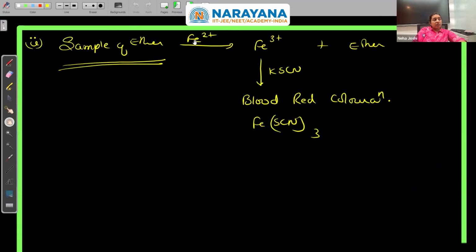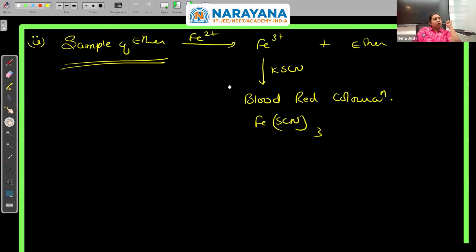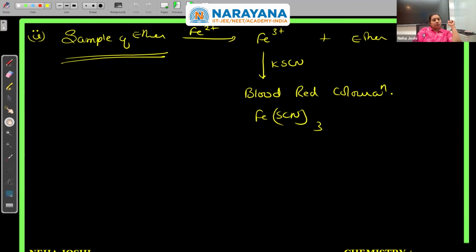Or else we can do this: to the ether sample we add Fe2+. Fe2+ will be oxidized to Fe3+. Okay, and Fe3+ now reacts with KCN, and the blood red coloration of FeSCN whole thrice is obtained. The appearance of this blood red indicates yes, there were hydroperoxy linkages present. Is that clear? So this was the POC of ether.